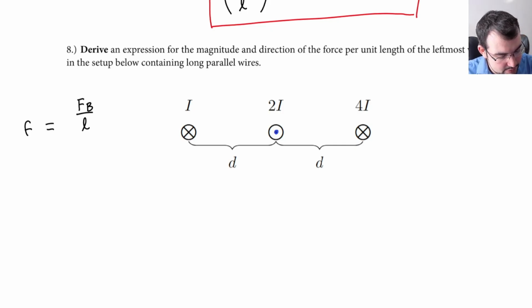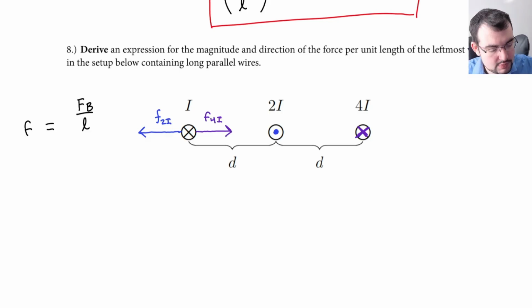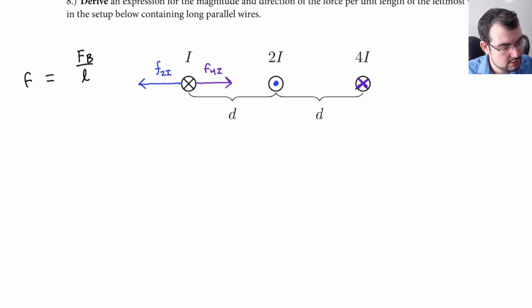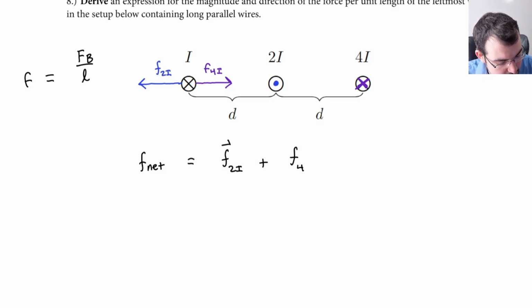So first of all, we see that the 2I wire is carrying an opposite current, and opposites repel for this magnetic force. It is not the same as Coulomb force. So this would be F from the 2I, force per unit length. And then 4I, this is a parallel current. It attracts. So let's work it out. So our net force per unit length is of course going to be the net force per unit length from the 2I plus the net force per unit length from the 4I.